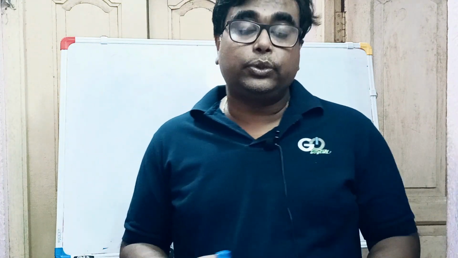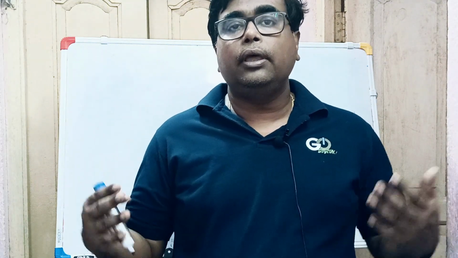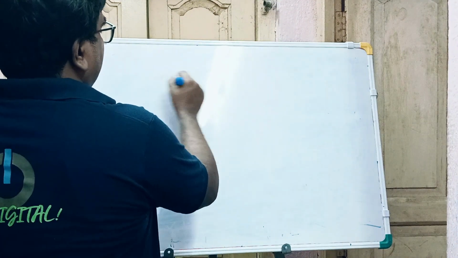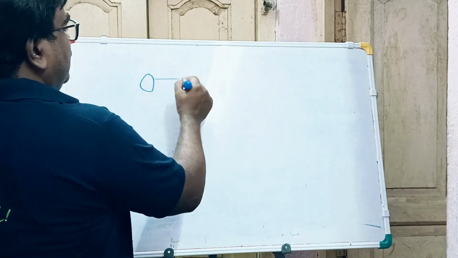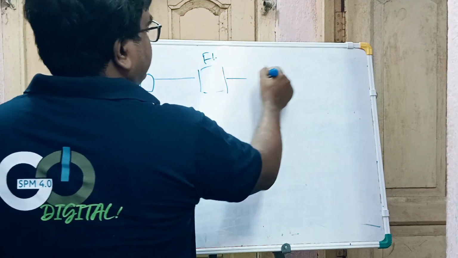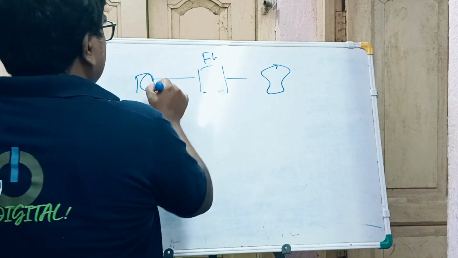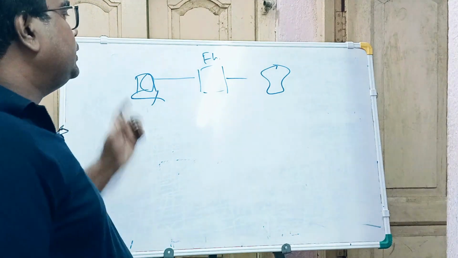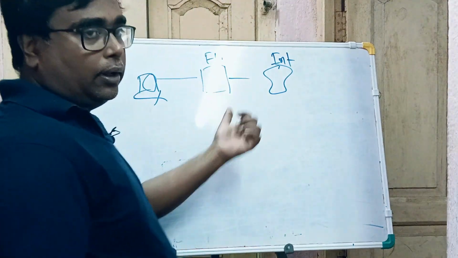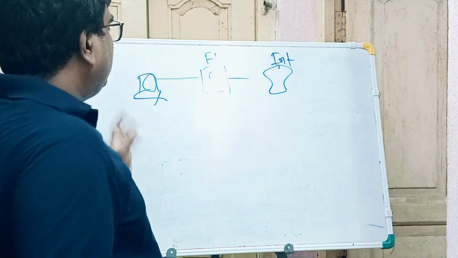Today I will show you something related to networking: data communication and networking through the firewall. As you know, in networking there is a user, there is a firewall, and there is the internet. This is the user system, and the user system connects to the internet through the firewall.